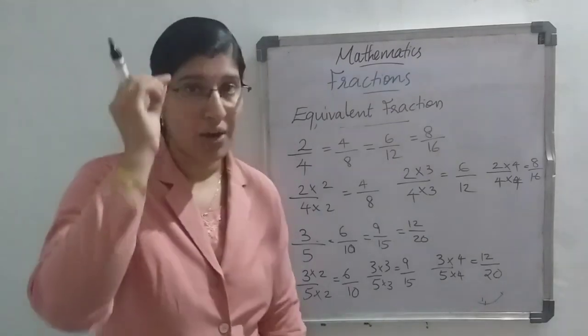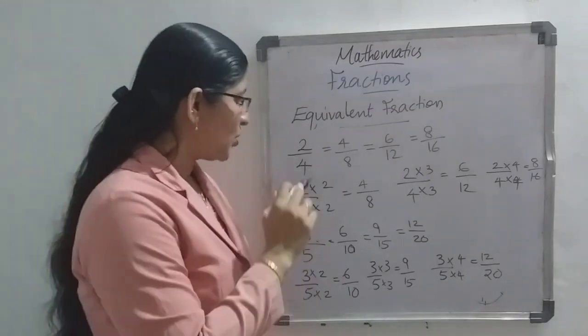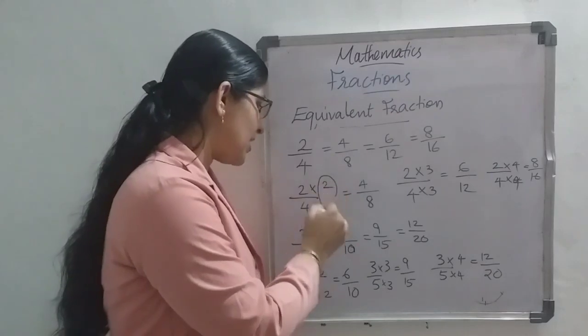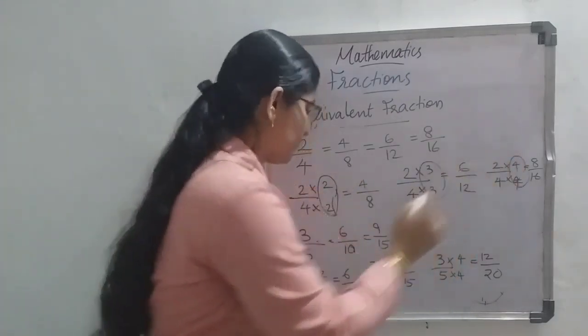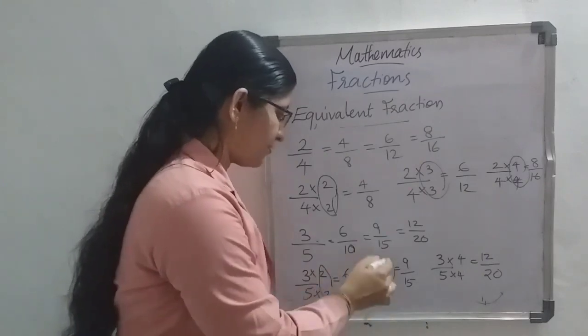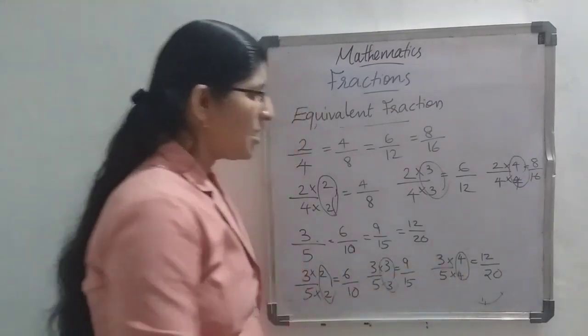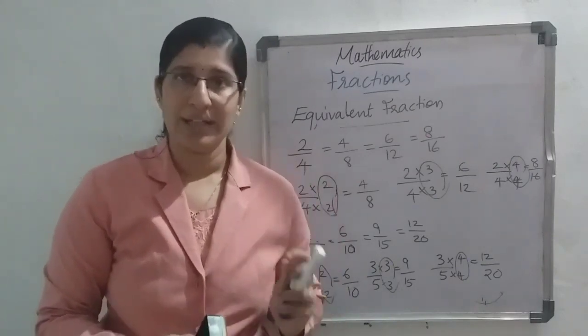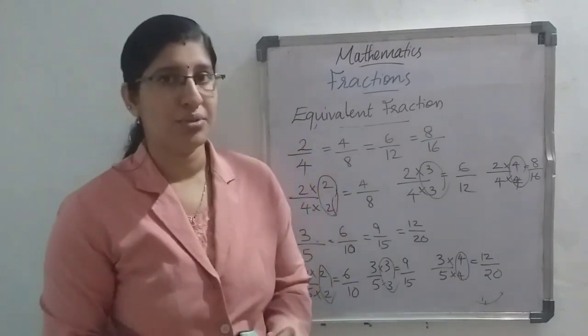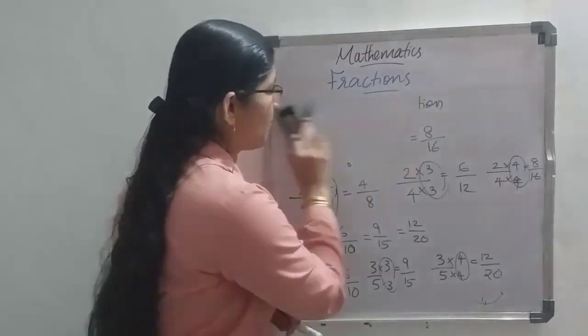So the only one thing you have to keep in mind is that you need to multiply the numerator and the denominator with the same number. You can choose any number, but it should be the same number. Whenever you are multiplying the numerator and the denominator, you have to do it with the same number.